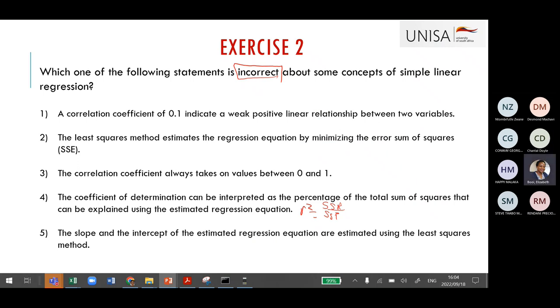Okay, let's go through each statement. Number 1, is that statement correct? Strength and direction. You still remember? In terms of the strength, in terms of the direction, we refer to negative or positive. So the value here, is it negative or positive? And in terms of the strength, we look at the number. If it's 1, it's a perfect.